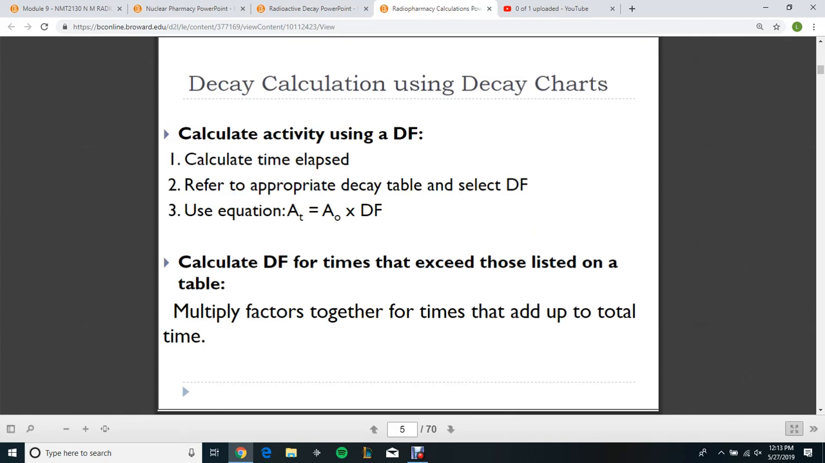Decay calculations using decay charts. Calculate activity using a decay factor. Calculate the time elapsed. Refer to the appropriate decay table and select the decay factor. Use the equation: A at time t is equal to the A original times the decay factor. For decay factors for times that exceed those listed on a table, multiply factors together for times that add up to the total time.